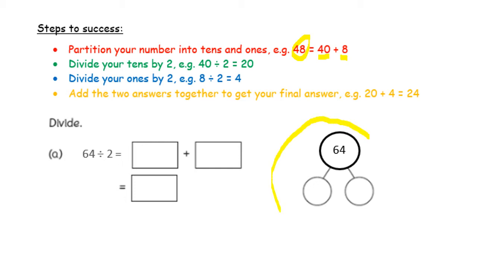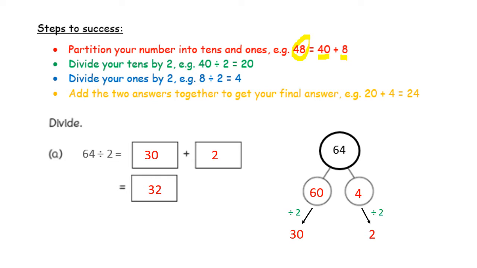On the right hand side here we've got 64 because we're doing 64 divided by 2. So let's partition that into our tens and ones. 64 is 60, or 6 tens, and 4 ones. Now we need to divide our tens by 2. So 60 divided by 2, just think of 6 divided by 2 is 3. So 60 divided by 2 is 30. And then 4 divided by 2 is 2. So now 30 plus 2 is 32.